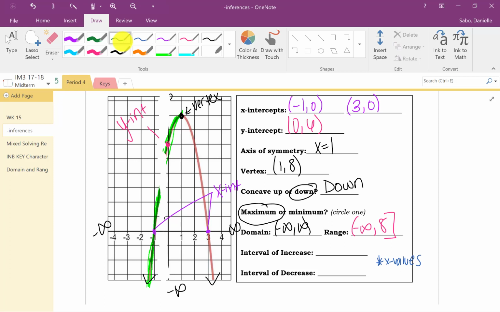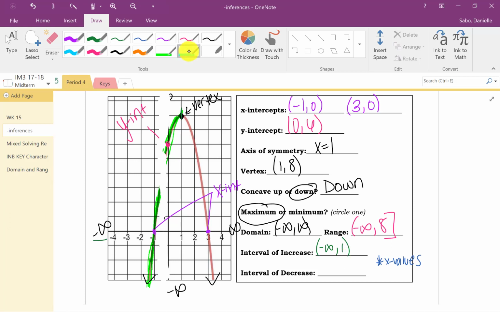Well, I am going to be increasing. And you always start with negative infinity. I'm increasing from this negative infinity because it's going to keep going left forever. And I'm stopping at that x value of your vertex. So I'm stopping at 1. I'm not including it because 1 is neutral here.